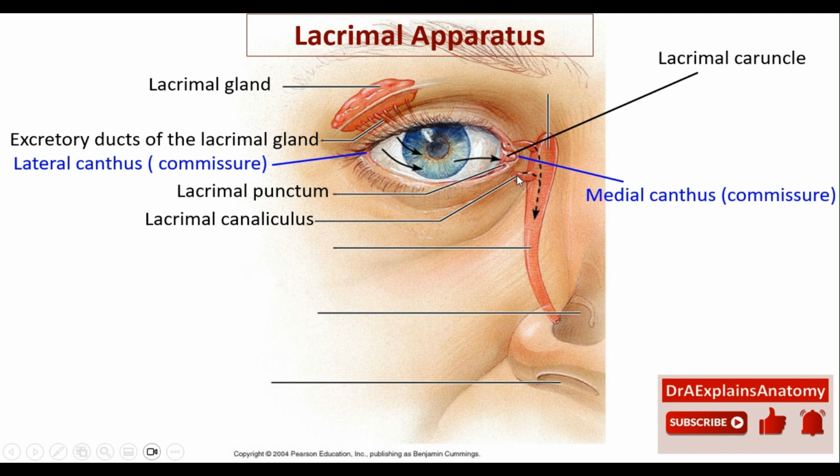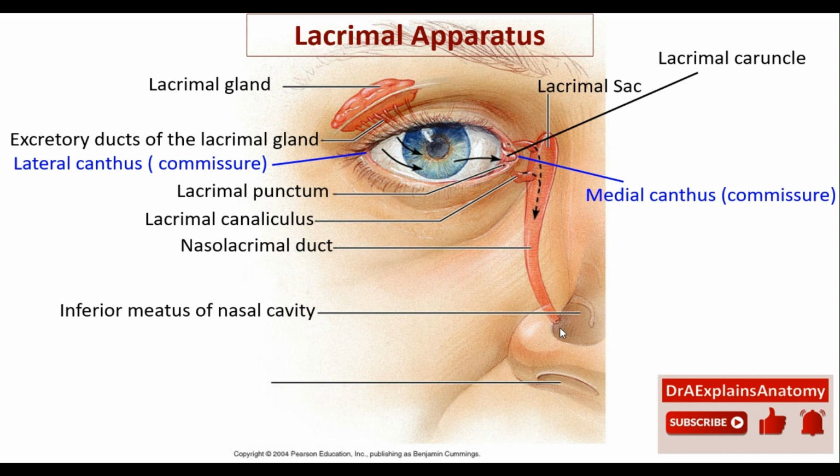This is the lacrimal canaliculus. This right here is the lacrimal sac. So the lacrimal gland produces the tears. The lacrimal sac is related to the entire lacrimal apparatus. This right here is the nasolacrimal duct. We can see how it connects the lacrimal apparatus with the nose. That's why sometimes when we cry, your nose will run, right? This right here is the inferior meatus of the nasal cavity. This is the nostril.